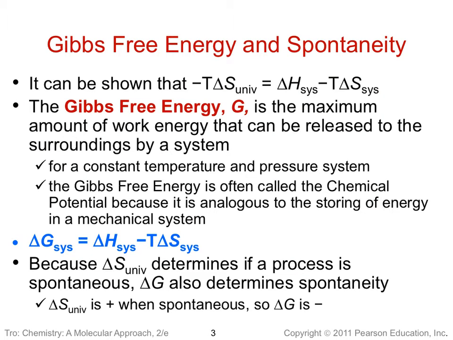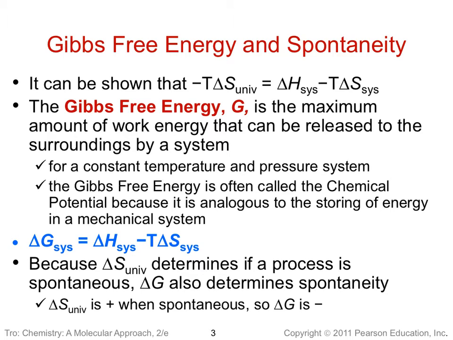So Gibbs free energy is something that we can use to show whether or not a system is spontaneous. If we start with the fact that a spontaneous system is increasing the entropy of the universe, we can look at that first equation, and we can show that it's related to delta H of the system minus T delta S of the system. And we can then talk about Gibbs free energy.